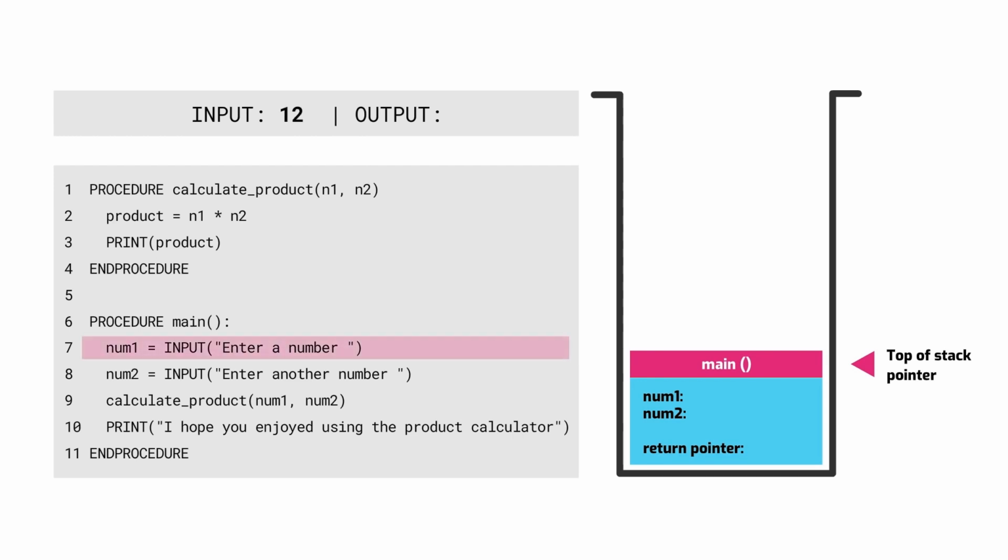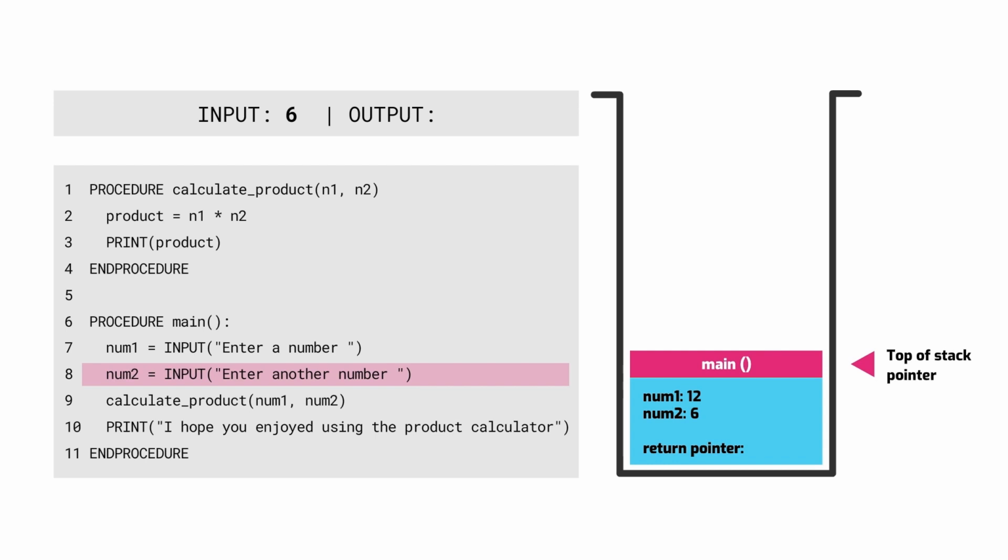The user is prompted to enter a number. The value they enter, 12, is stored on the stack frame. Next, the user is prompted to enter another number. The value 6 is again stored on the stack frame.